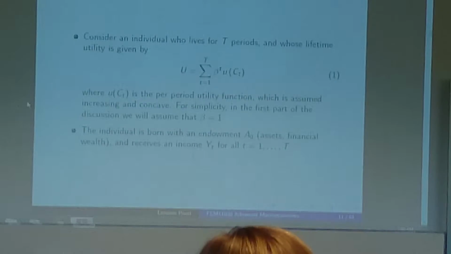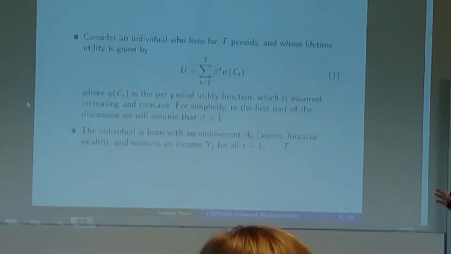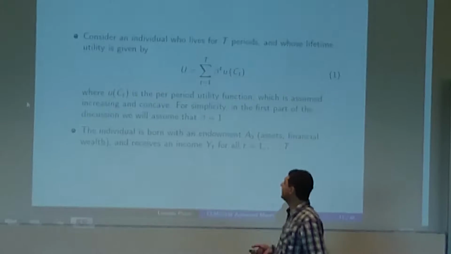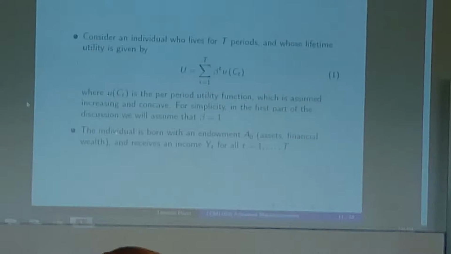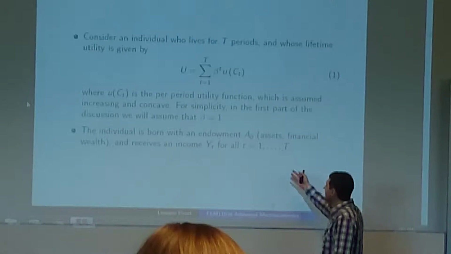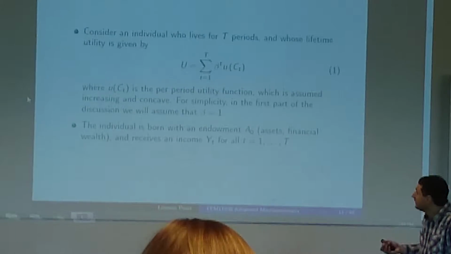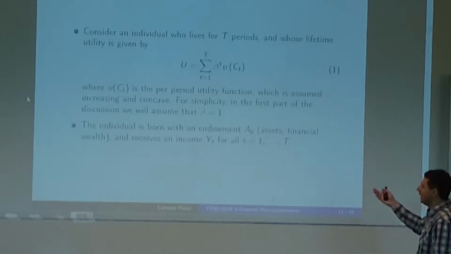What does this mean? It means that this person gives the same weight, 1, to every period. So consumption far into the future has the same weight as consumption tomorrow or consumption today. That's for simplicity. Later on, we will look at something different. The individual consumer is born with some endowment, A0, in period 0, and will receive an income, IT, for every period now and in the future.